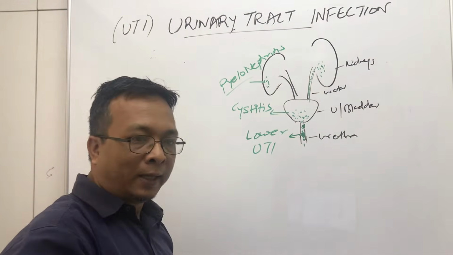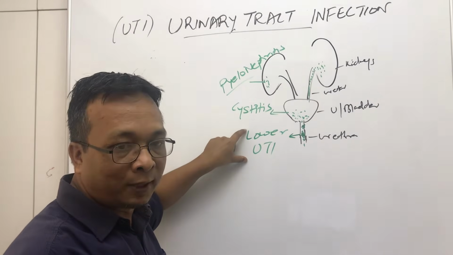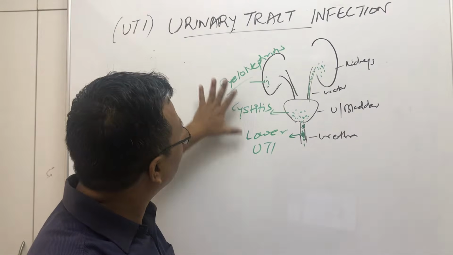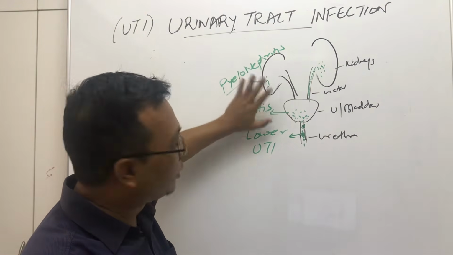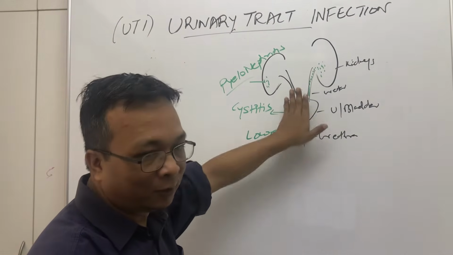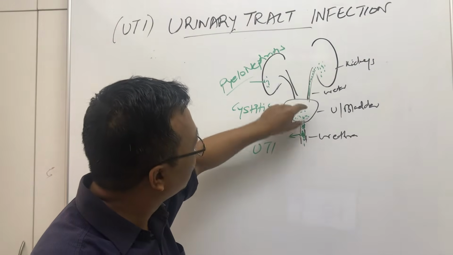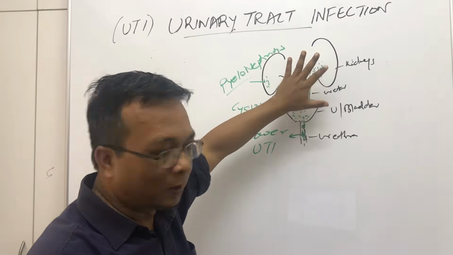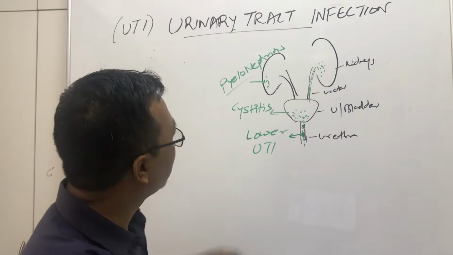So UTI can be pyelonephritis, cystitis, a lower urinary tract infection, or all together. That's what comes under urinary tract infections. Most of the time it's all three together, because UTIs are usually ascending infections. It starts with vaginal infection, then urethral infection, bladder infection, going up to the kidney. That's why it's all together.